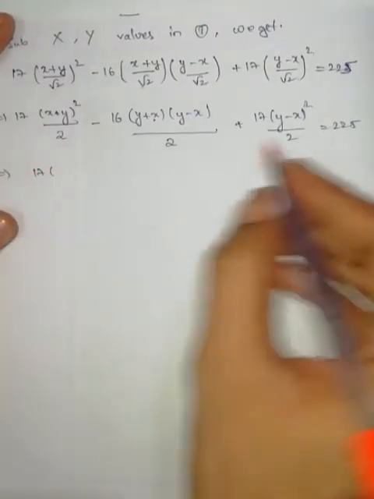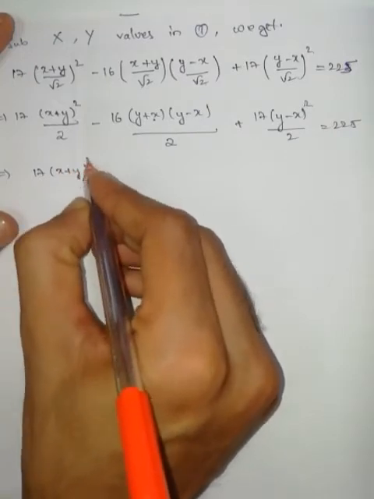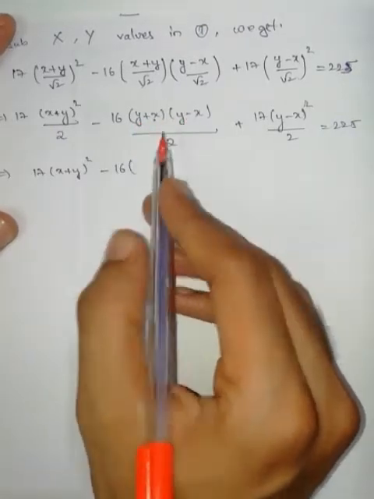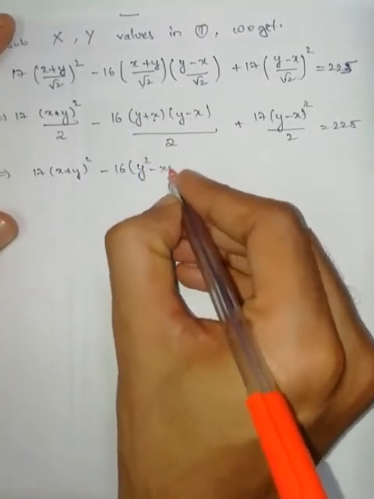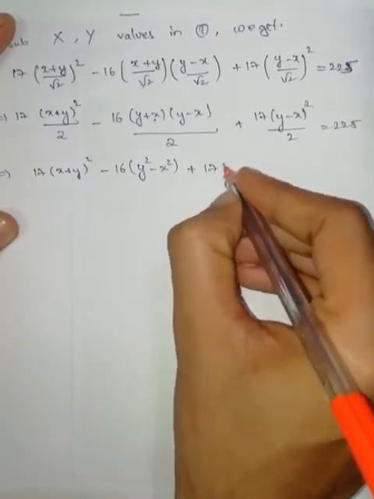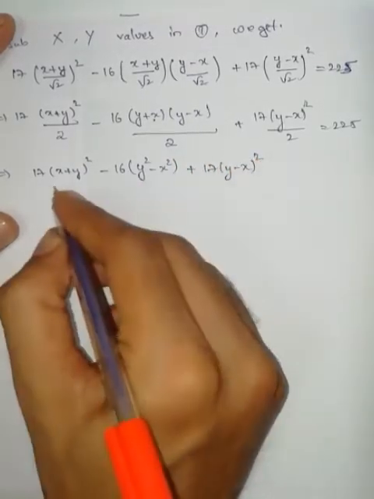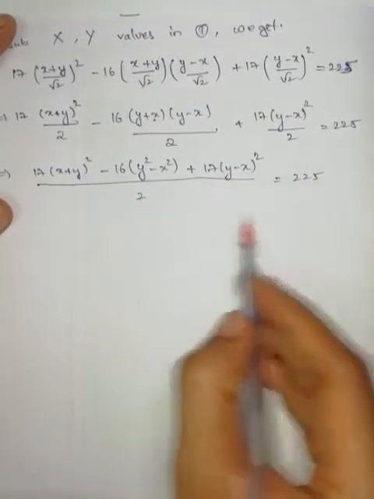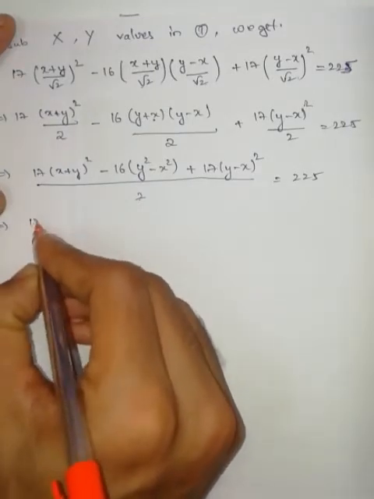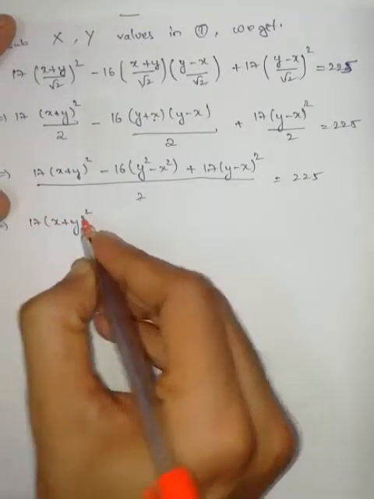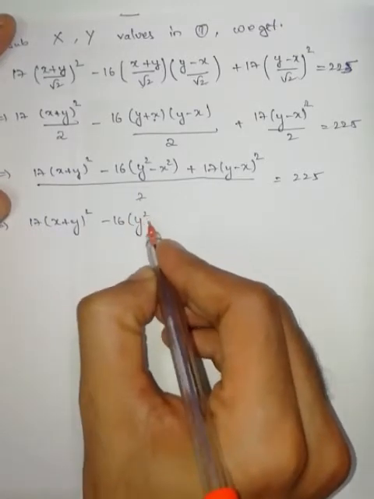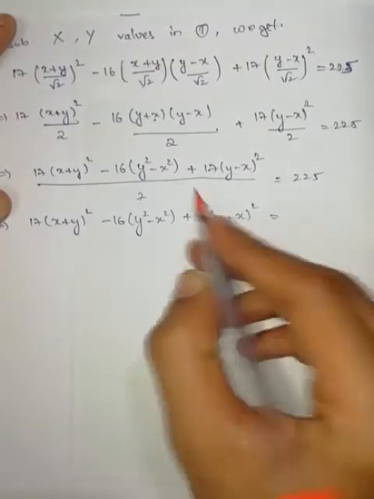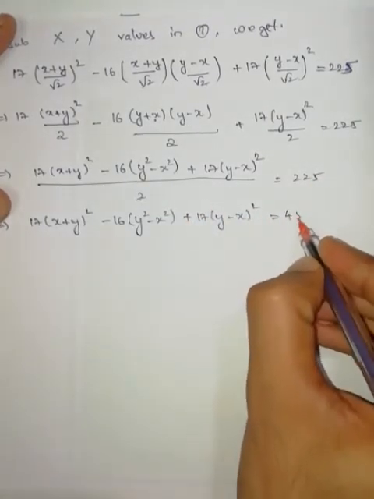Taking LCM: 17 (x plus y) whole square minus 16 (y plus x)(y minus x). It is in the form of (a plus b)(a minus b), which is a square minus b square, plus 17 (y minus x) whole square by 2 is equal to 225. Now sending this 2 to the right hand side, 17 (x plus y) whole square minus 16 (y square minus x square) plus 17 (y minus x) whole square is equal to 2 into 225, which is 450.